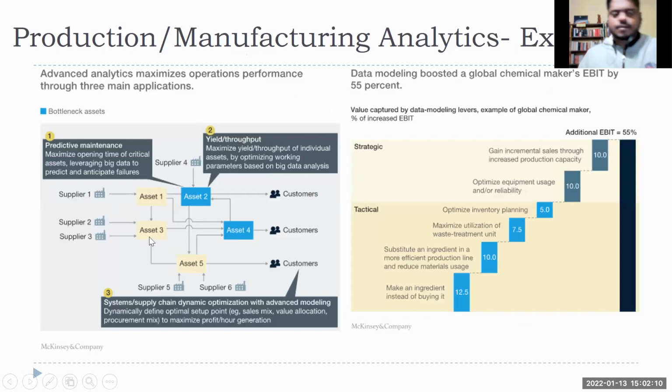So again, some repetition: predictive maintenance we can do, to maximize critical assets, leveraging big data to predict and anticipate failures. If it is a critical item, for most of the assembly lines or the processing plants, the compressor is a critical item because most of the machines run on compressed air. So you should have a backup of compressors. If that compressor fails, repairing it might take 1 day or half a day, so you cannot stop your assembly line for that time. You should have a backup.